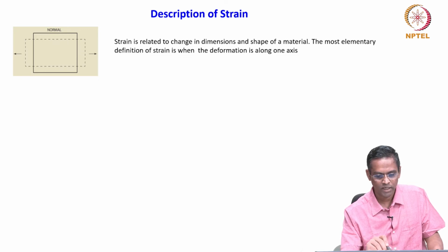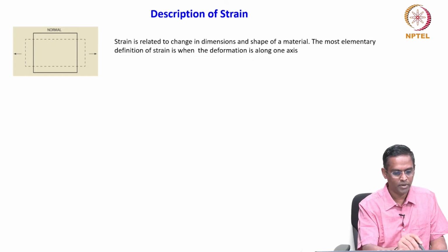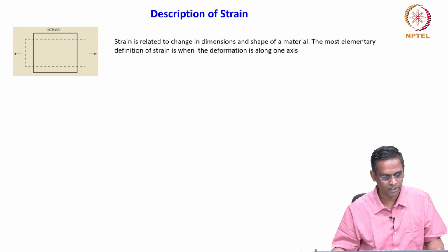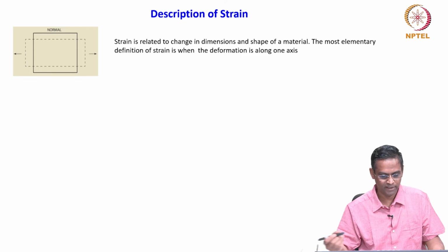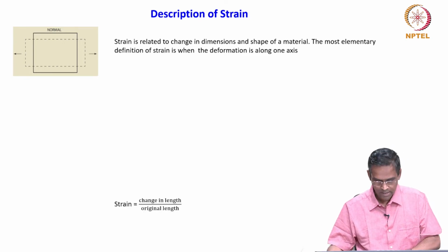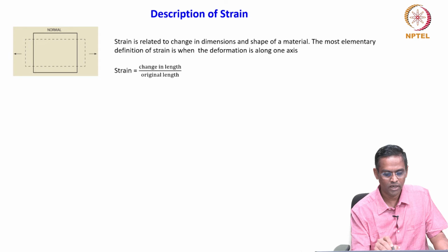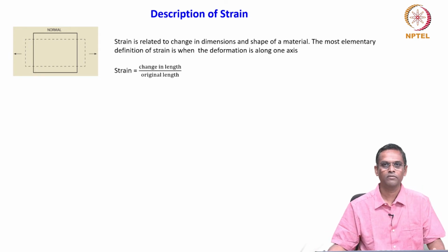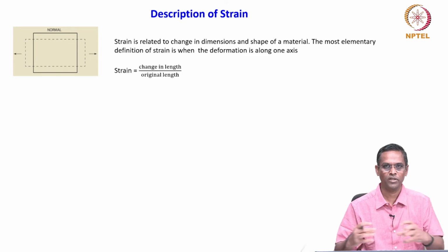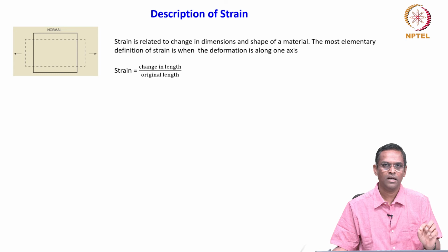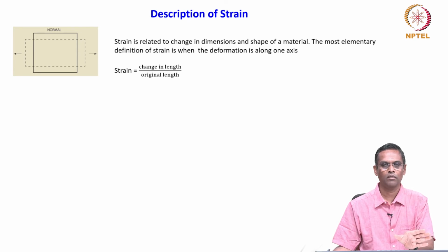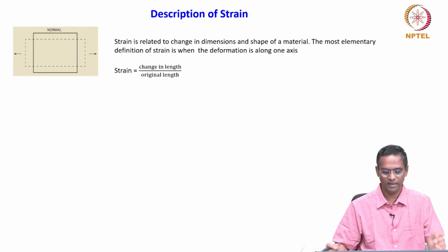The most elementary definition of strain is when the deformation is along one axis. Like this, you have the normal component, which is being pulled in both directions along one axis, right? And strain is given a very simple definition. Strain is equal to change in length by original length. In the beginning also we talked about average strain, right? And here we are talking about the description of strain at a point. Here also we are making a very simple introduction. We are not giving any specific coordinates or the point, but just a general description. Then we will get into the details. Okay.